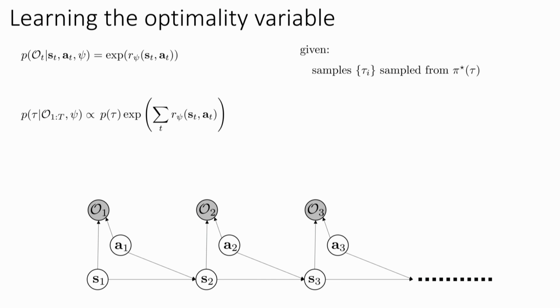So you're given samples, tau i, sampled from pi star of tau. So your maximum likelihood objective is just to maximize, with respect to psi, the sum over all of your example trajectories of log p of tau i given O_1 through T, comma psi. And if you can solve this optimization problem, then you will have acquired the parameter psi that assigns the highest likelihood to the demonstrated trajectories, and therefore gives you the right reward function.